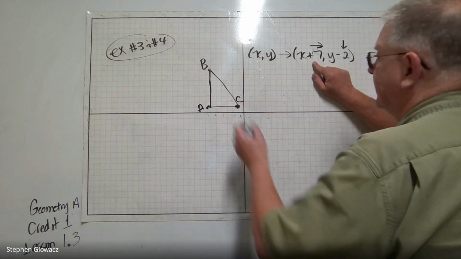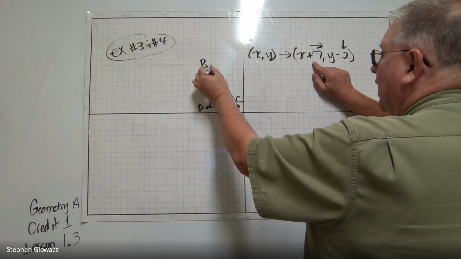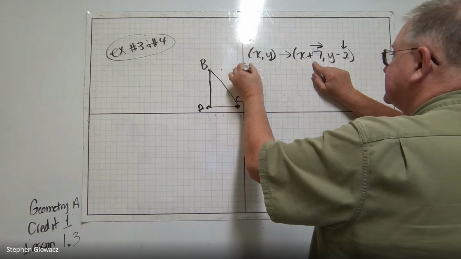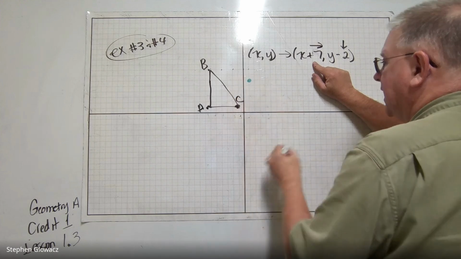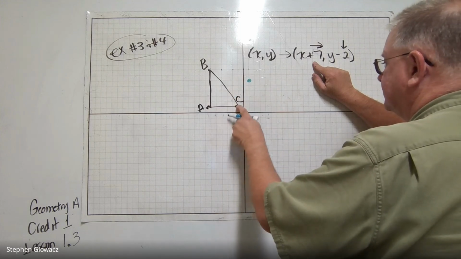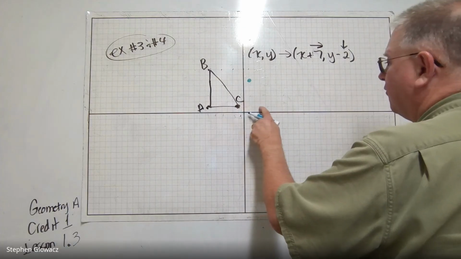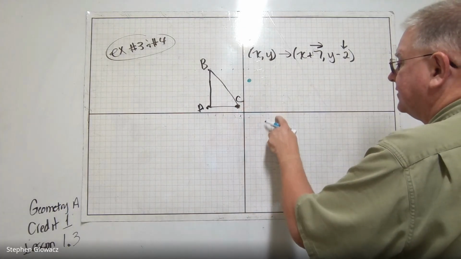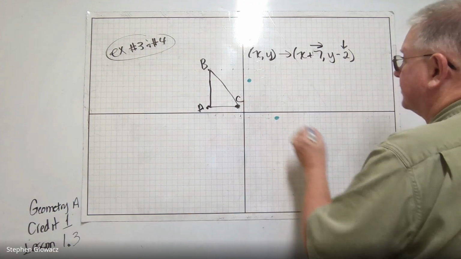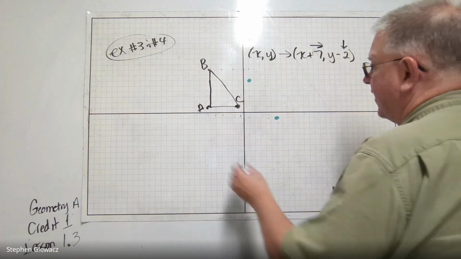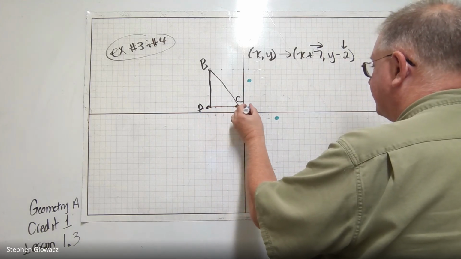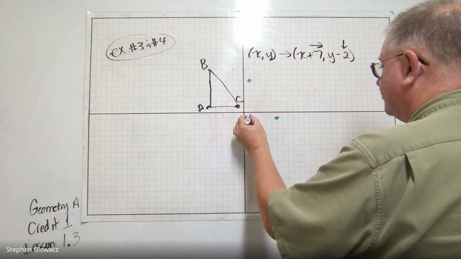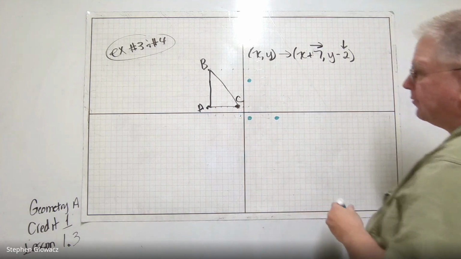So let's go ahead and move it. We'll start with B: 2, 4, 6, 7, and then down 2. Then we'll do C: 2, 4, 6, 7, and then down 2. So again, 7 to the right, 2 down. And then finally for A: 1, 2, 3, 4, 5, 6, 7, and then down 2.